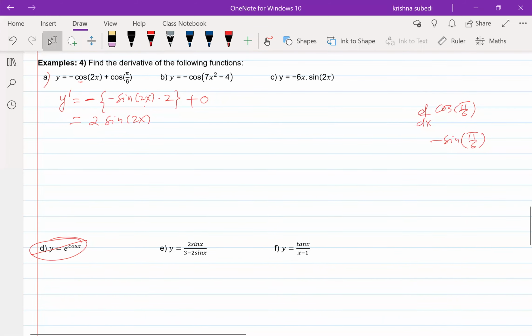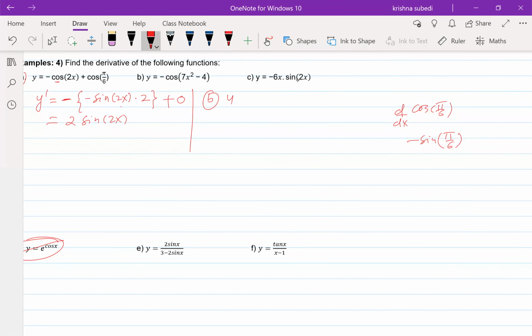Now part B. So part B will be, again, using the chain rule. Let me just copy the question first. y is negative cosine 7x squared minus 4. And so your derivative y prime will be negative. The cosine will be negative sine, and 7x squared minus 4.